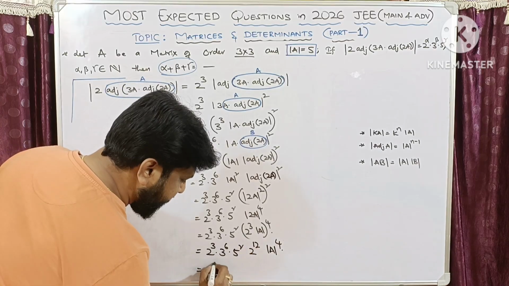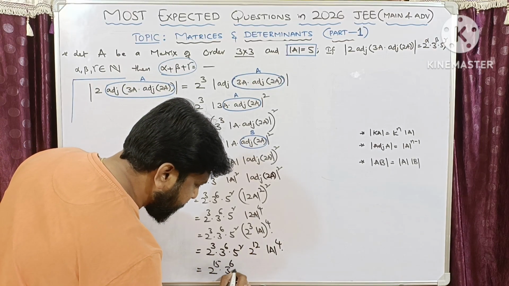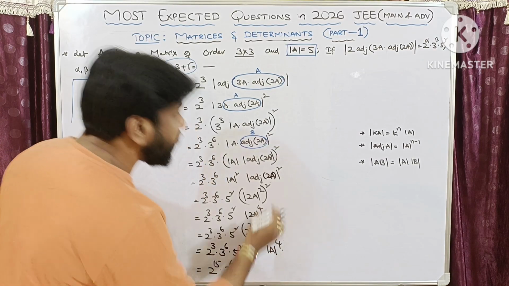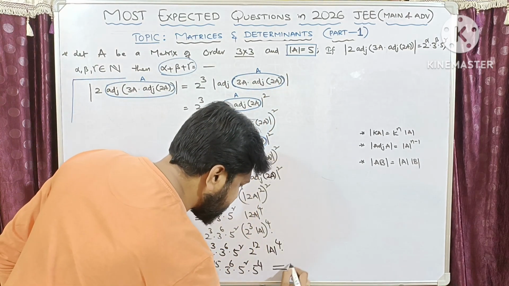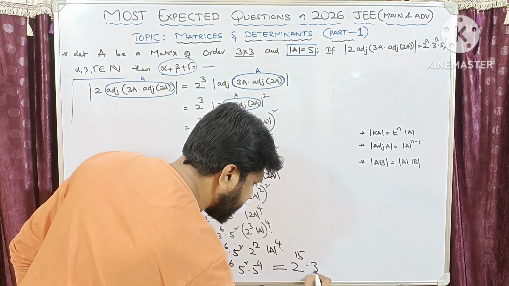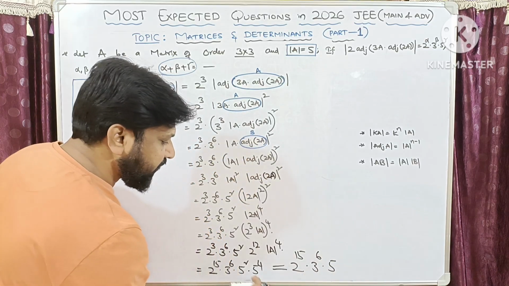Now this is 2 power 3, 2 power 12. Bases are equal, powers are added. We are getting 2 power 15, 3 power 6 into 5 square. The determinant of A, which is given in the question, is 5. This is 5 to the power of 4. Now this is nothing but 2 to the power of 15 into 3 power 6 into 5 to the power of. Bases are equal, powers are added.